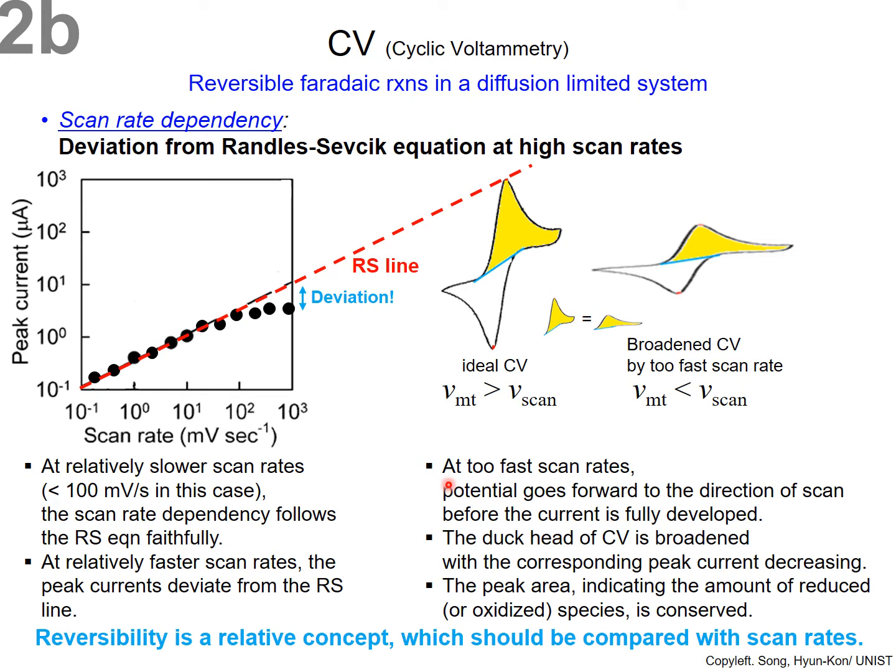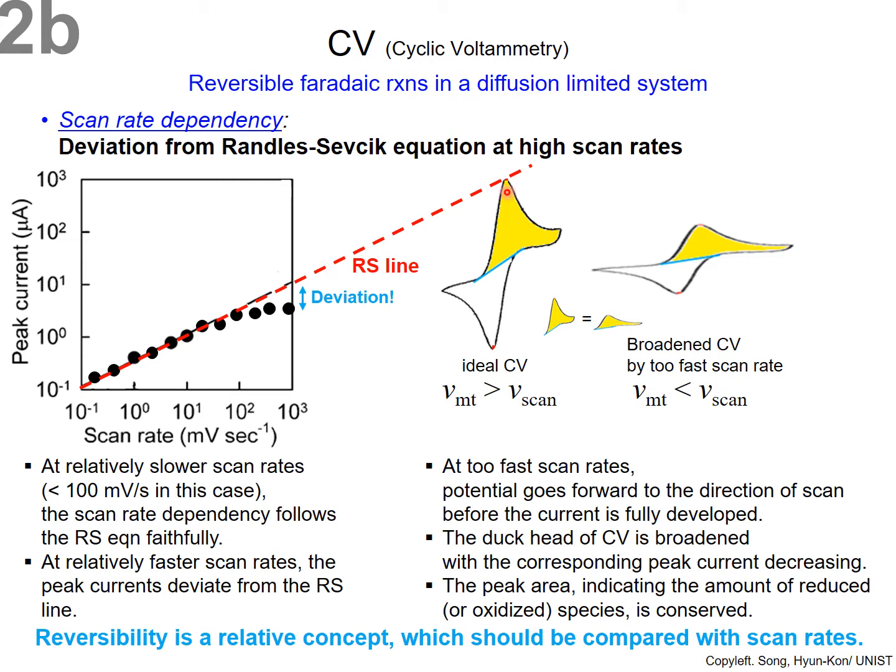Here is the reason. At too fast scan rate, the potential goes forward in the direction of scan before the current is fully developed. If your scan rate is much slower than the kinetics of mass transfer or kinetics of diffusion, then you should obtain this kind of ideal cyclic voltammogram governed by the Randles-Sevcik equation. The peak point should be placed on the Randles-Sevcik line.